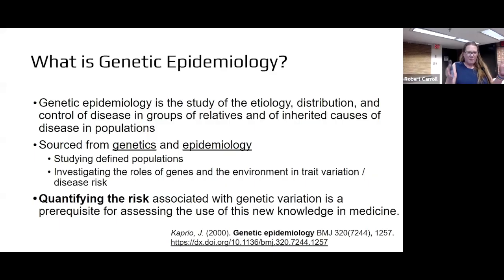Here, we're going to study defined populations in defined ways. This is what makes genetic epidemiology a little different from computational biology, data analysis, or bioinformatics. We are thinking about study design and effects. In a group of people with rich phenotype data, there's a whole lot that you can study and a whole lot of effects that you can seek out. So we're trying to quantify the risk, or effect estimates, associated with genetic variation, and that is a prerequisite for assessing the use of this new knowledge in medicine.